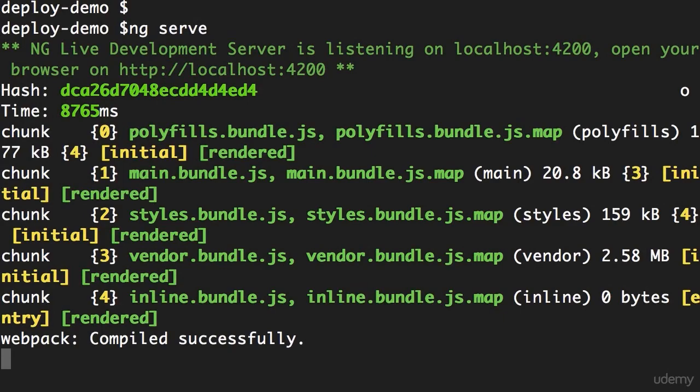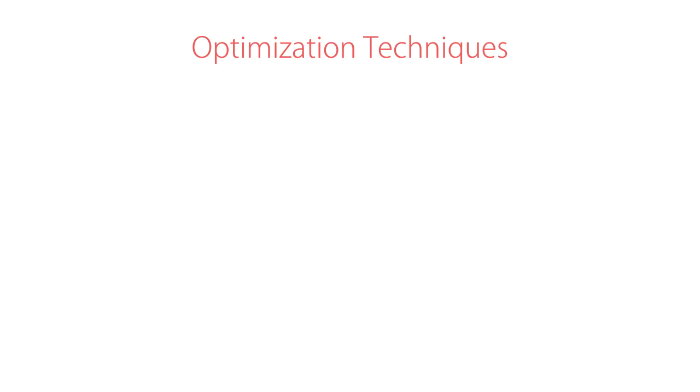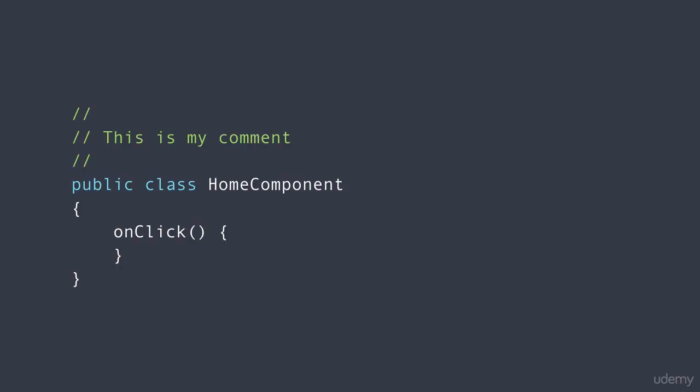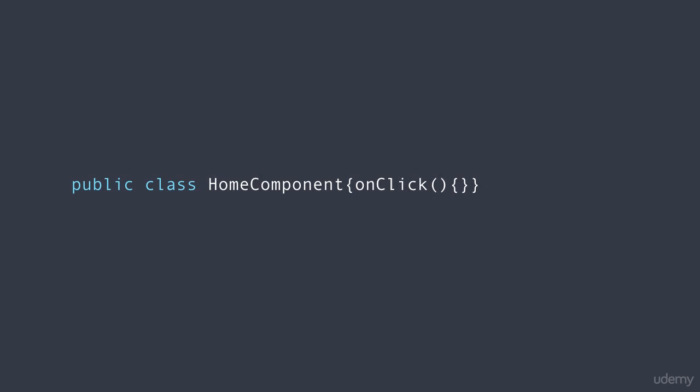So let me show you a few optimization techniques we can apply here. These techniques have been around for more than a decade, and they're not specific to Angular. Chances are you're familiar with most of these techniques. The first technique is minification, and this involves removing all the comments and white spaces. So look at this piece of code here. We have 3 lines of comment, a class with 1 method. If we run this code through a minifier, we're going to get something like this. So our comment is gone and all the white spaces are removed.